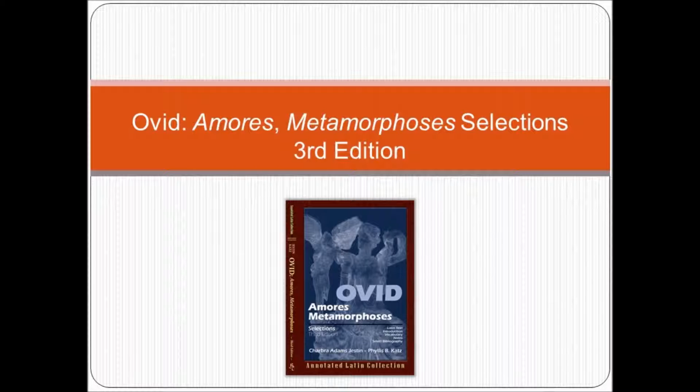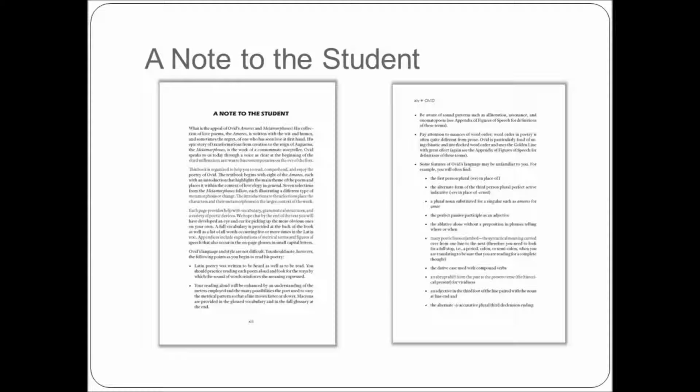The 3rd edition includes 277 new lines of Latin, including Amores, 219 and 312, and Metamorphoses, Book 1, lines 1 through 88, the creation story, and Book 10, 1 through 85, the story of Orpheus.